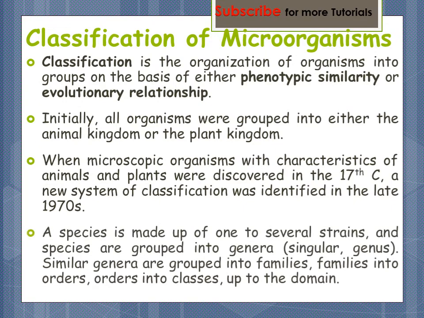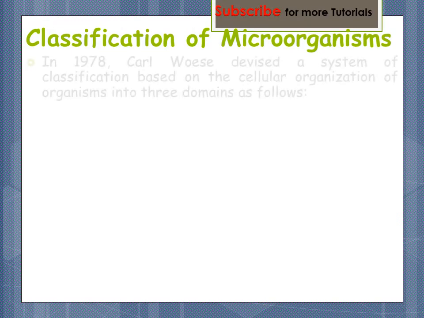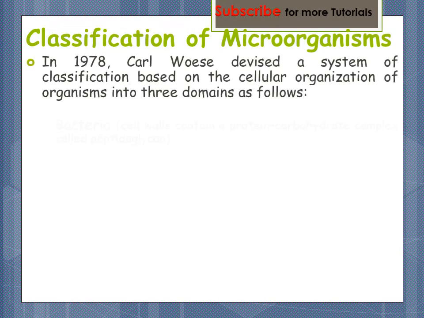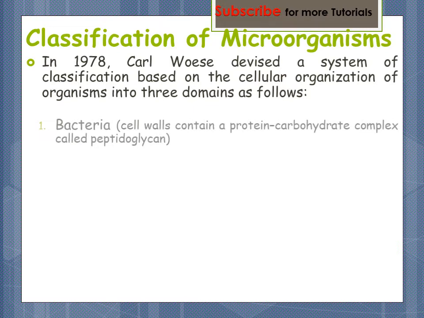A species is made up of one or several strains, and species are grouped into genera. Then similar genera are grouped into families, families into orders, orders into classes, and that goes all the way up to domains. In 1978, Carl Woese devised a system of classification based on the cell organization of organisms into three main domains.